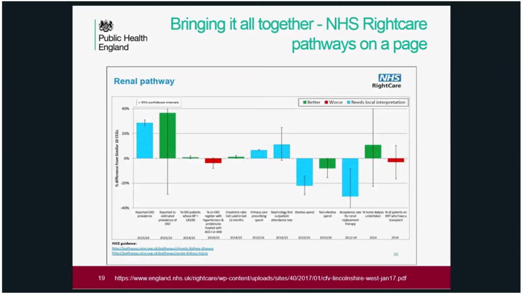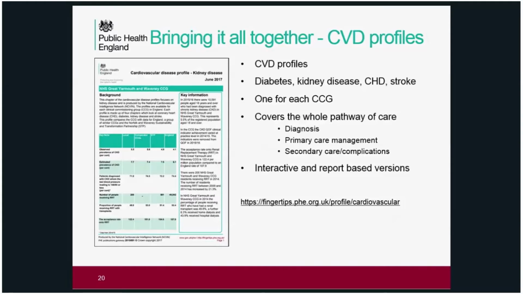So just moving on to slide 20. This is actually my last slide, but it's a very important product actually. This is something called the CVD Profiles, which is another tool which the NCVIN produces, and it does cover a wide range of cardiovascular disease information. And for each CCG, there is a cardiovascular disease profile for kidney disease, diabetes, CHD, and stroke, and they contain CCG level information and also STP level information.